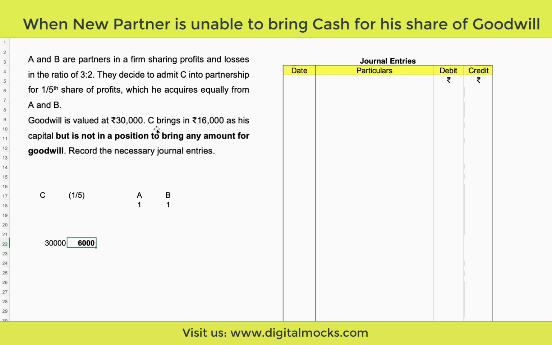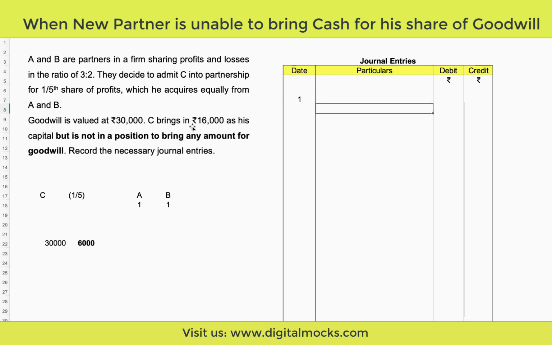Now see further. C brings in rupees 16,000 as his capital, but is not in a position to bring any amount for goodwill. So this is the valued goodwill. C's share is rupees 6,000, but he is not able to bring this 6,000 in cash. So this is the situation. And what is the requirement? Record the necessary journal entries. So let's see the journal entry.